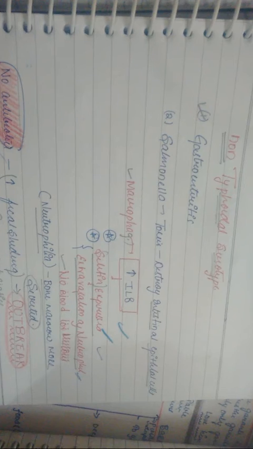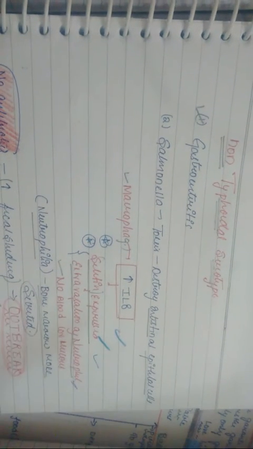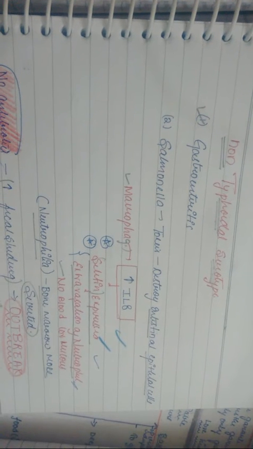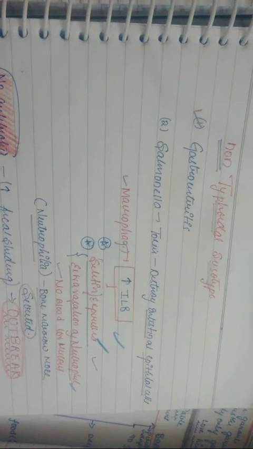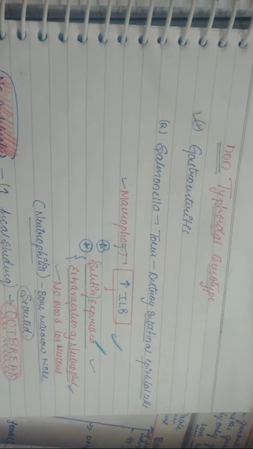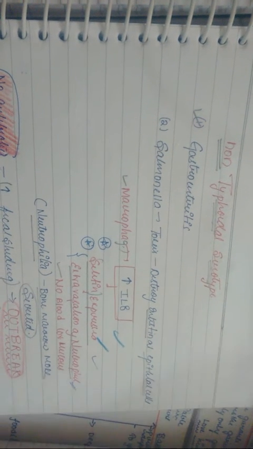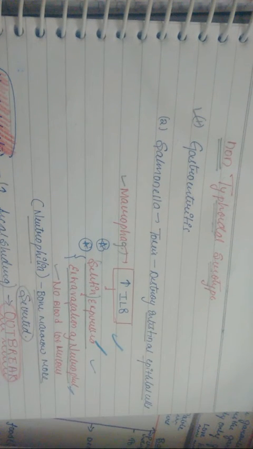So you can see non-typhoidal salmonella here. Let me read first, then let's know the concepts. It's written that it causes gastroenteritis. What is gastroenteritis? Gastroenteritis is an inflammation of the stomach or intestine, typically resulting from some bacteria. Just remember that gastroenteritis means inflammation of the stomach and intestine.